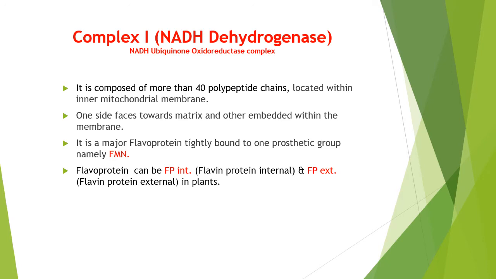So we have seen here that complex 1 is basically a polypeptide. It's a major flavoprotein, and it has a prosthetic group in the form of FMN, as well as an iron sulfur protein. We will discuss them one by one.